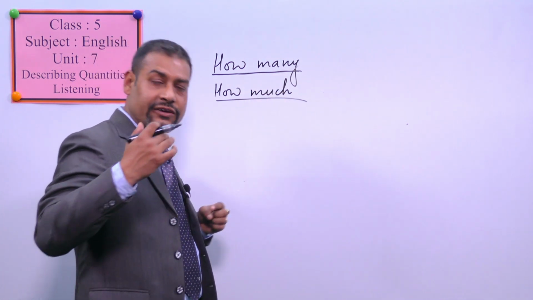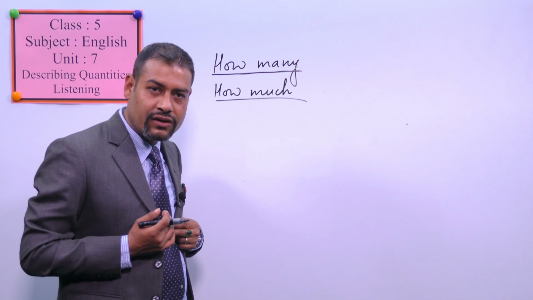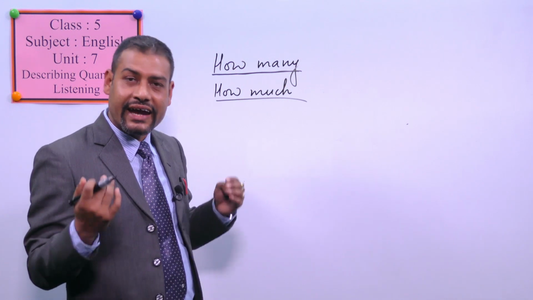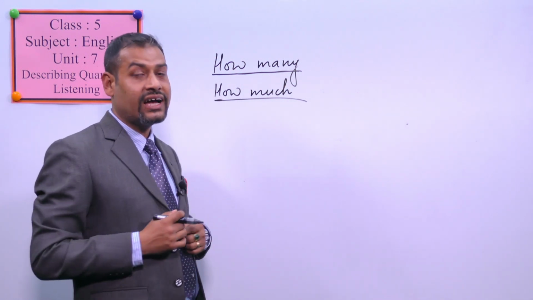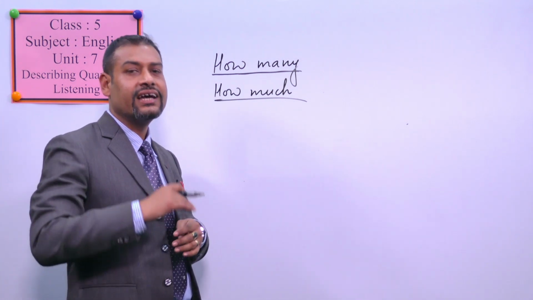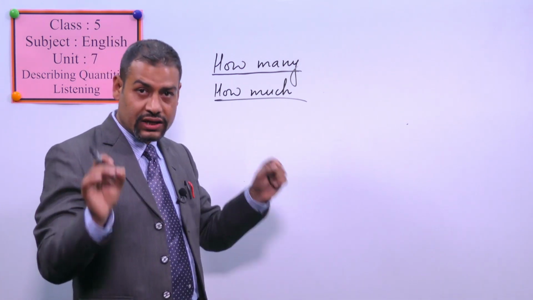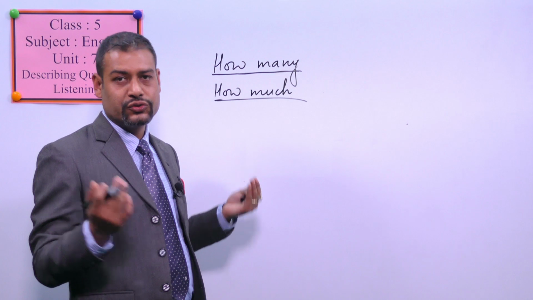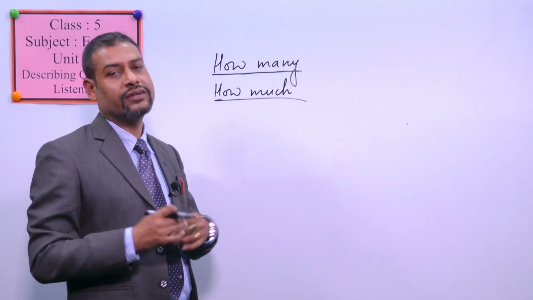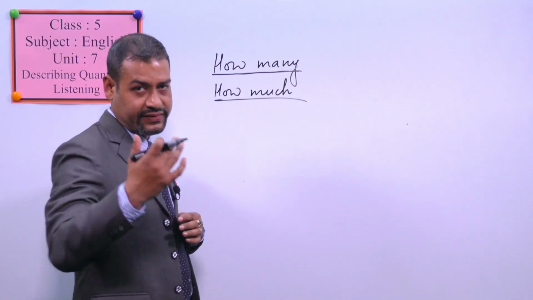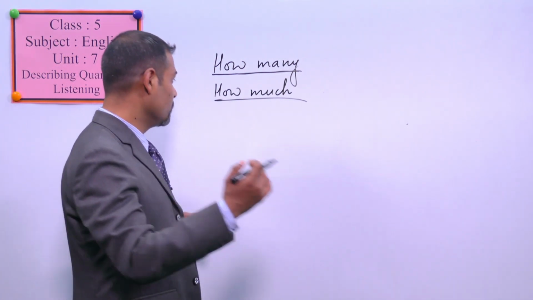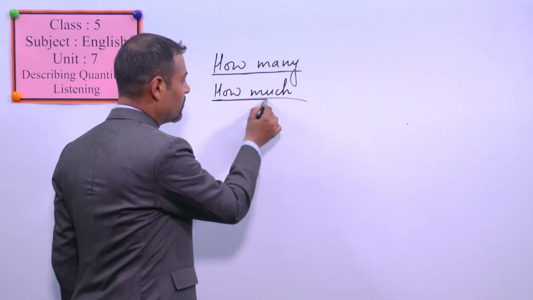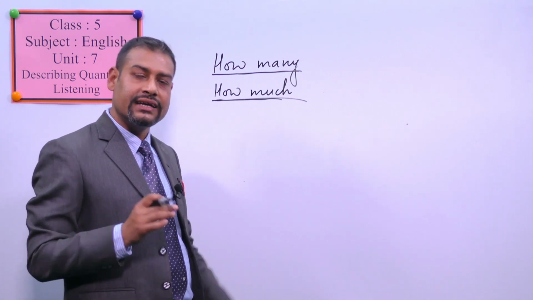How many? And if we want to know a quantity that we cannot count, for example, sugar or water, we can use how much. How much water do you need? We can say half a liter, 1 liter, 2 liters. And we cannot count sugar. How much sugar do you need? Then we can say a kg of sugar, 5 kgs of sugar. So if we want to know a quantity that is uncountable, we have to use the term how much. Is it clear?